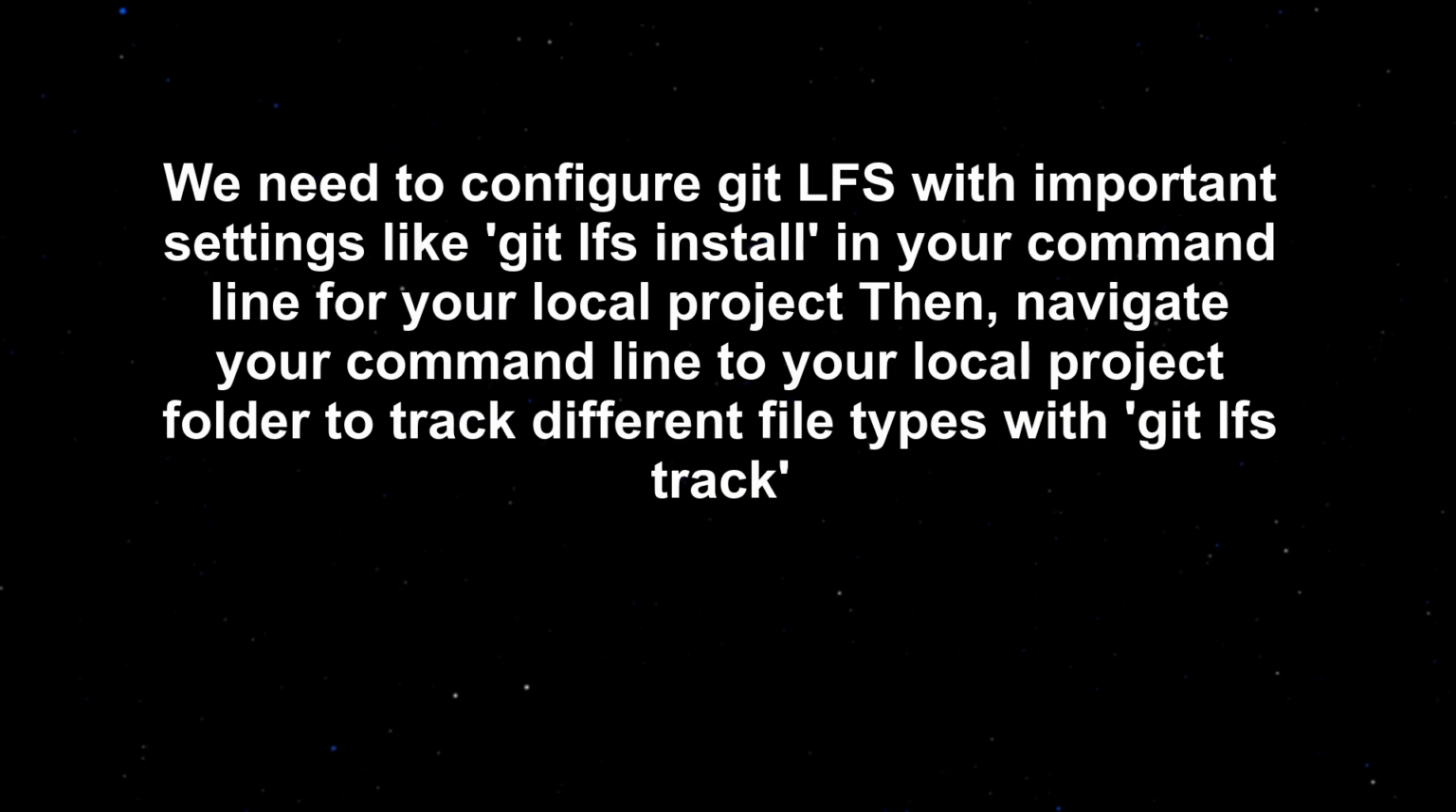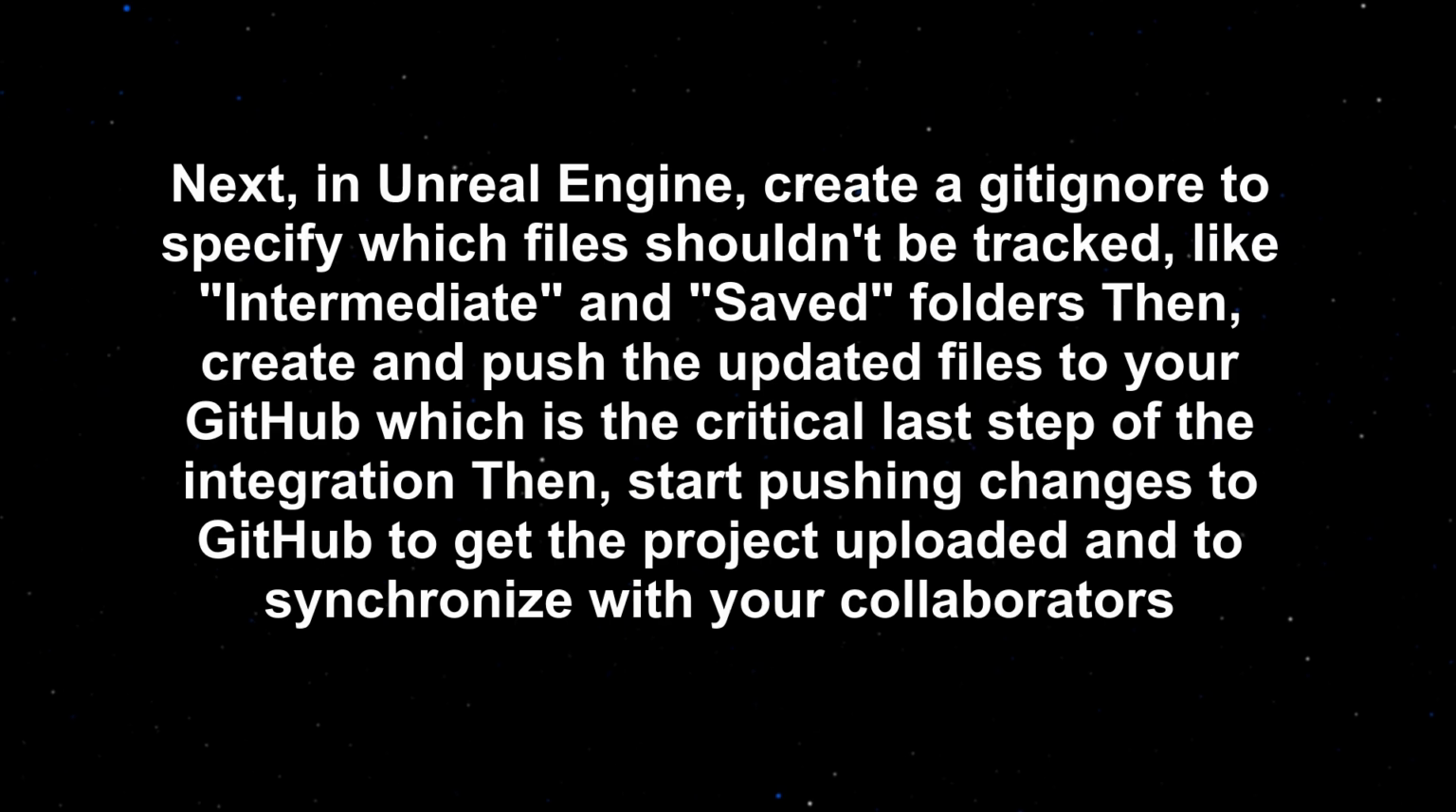We need to configure Git LFS with important settings: a git lfs install in your command line for your local project. Then, navigate your command line to your local project folder to track different file types with git lfs track. Next, in Unreal Engine, create a .gitignore to specify which files shouldn't be tracked, like intermediate and save folders.